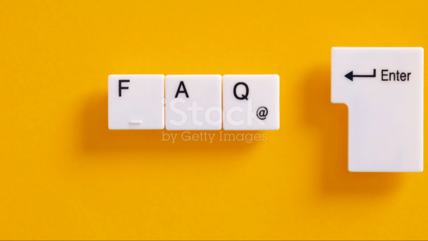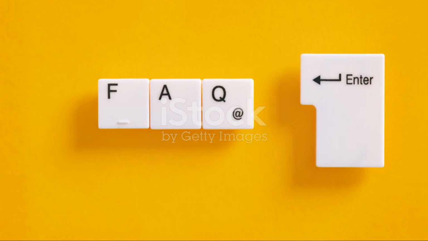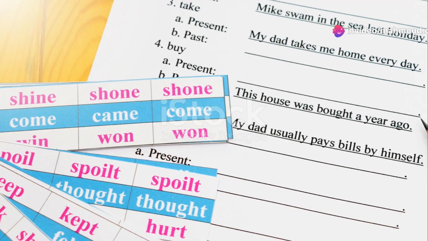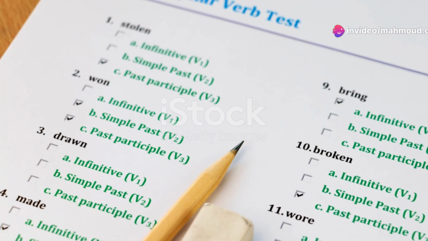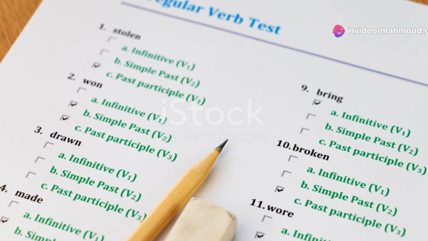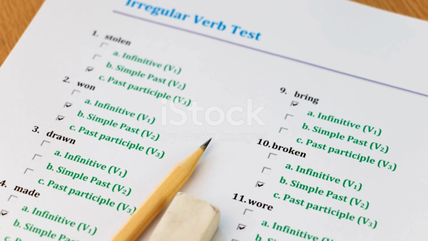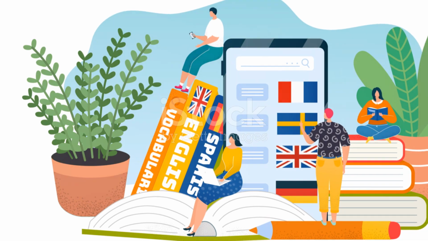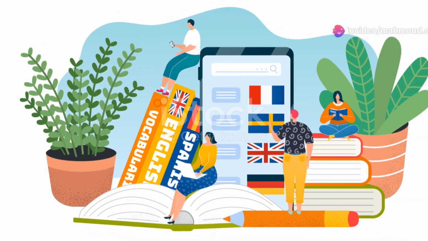In Section 5, we address some frequently asked questions. What is the difference between the simple past and the present perfect? The simple past describes completed actions at a definite time in the past, while the present perfect connects past actions to the present. For example, "I saw the movie" uses the simple past, versus "I have seen the movie," which uses the present perfect, where the latter implies relevance to the current context.